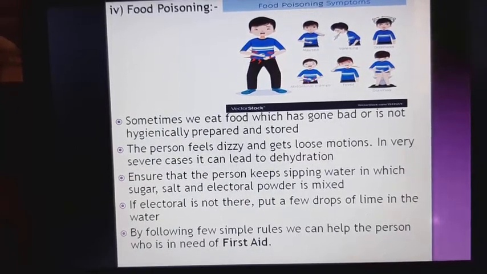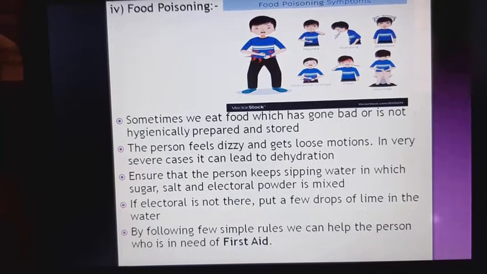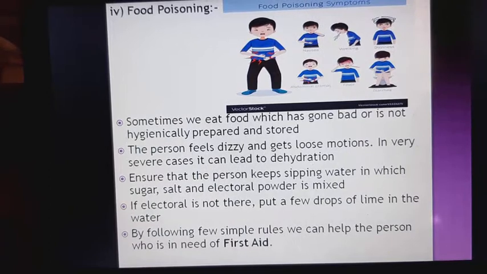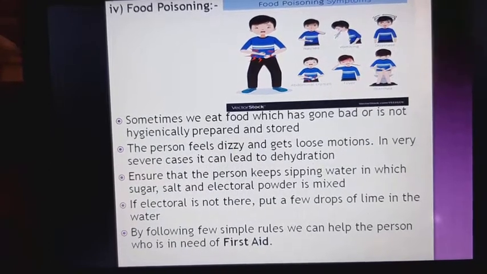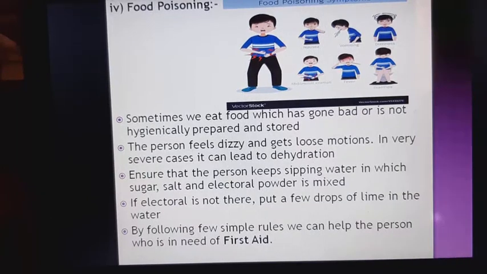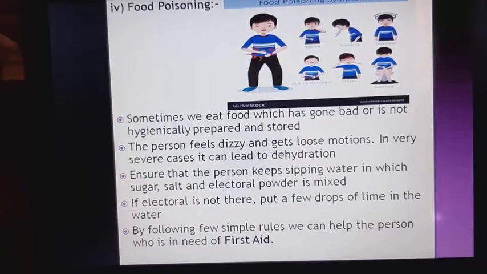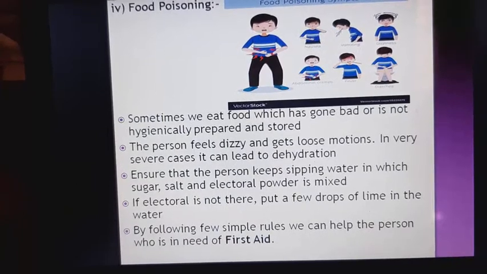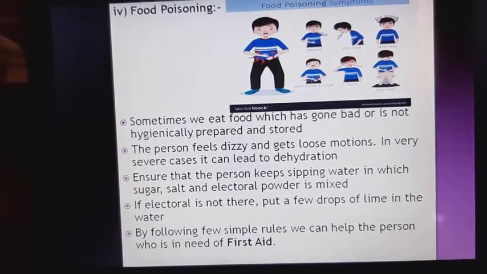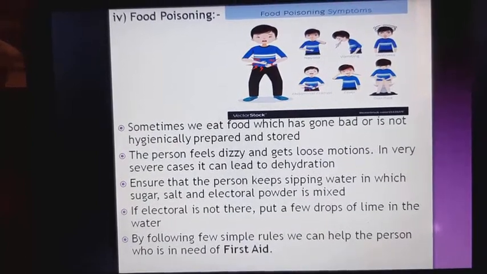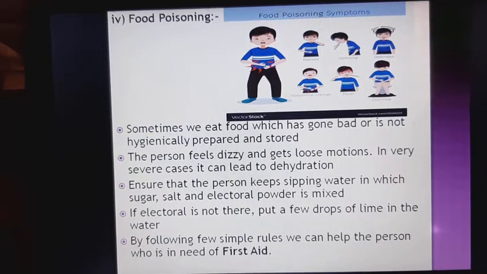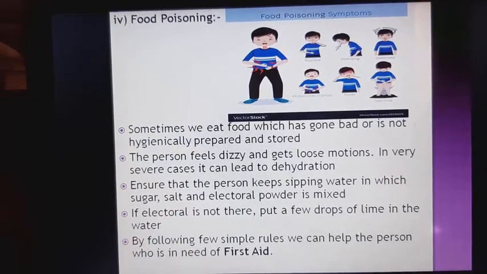Ensure that the person keeps sipping water in which sugar, salt, and electrol powder is mixed. If electrol is not there, put a few drops of lime in the water. By following a few simple rules, we can help the person who is in need of first aid. Observe the various symptoms of food poisoning.